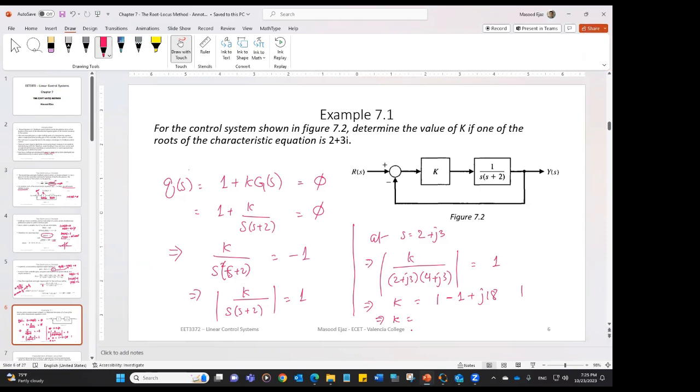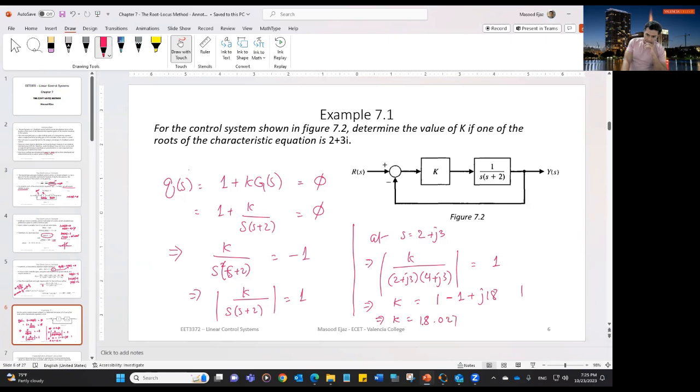It's 18.027. Okay. The value of K, 18.027, should produce one of the roots of the, actually it's not going to be one of the roots, it's going to be a complex conjugate because this is a complex root. It's going to produce complex conjugate roots, which will be 2 plus 3i and 2 minus 3i. We can check.